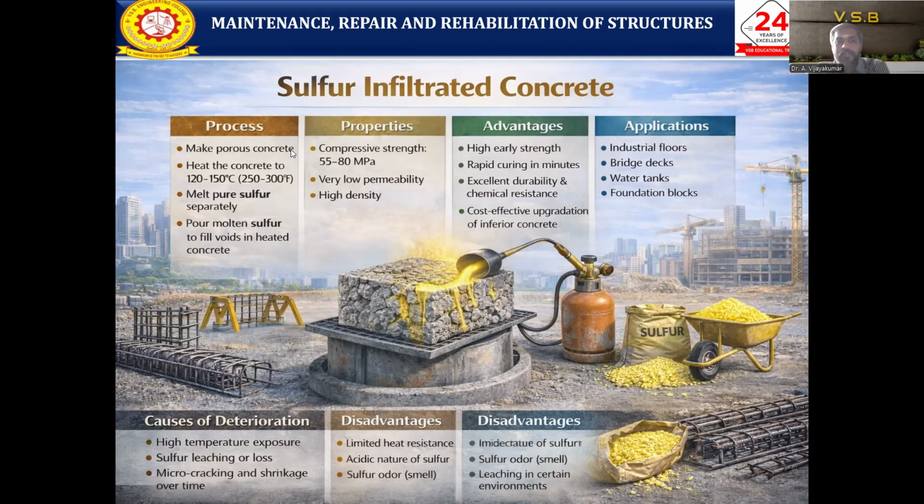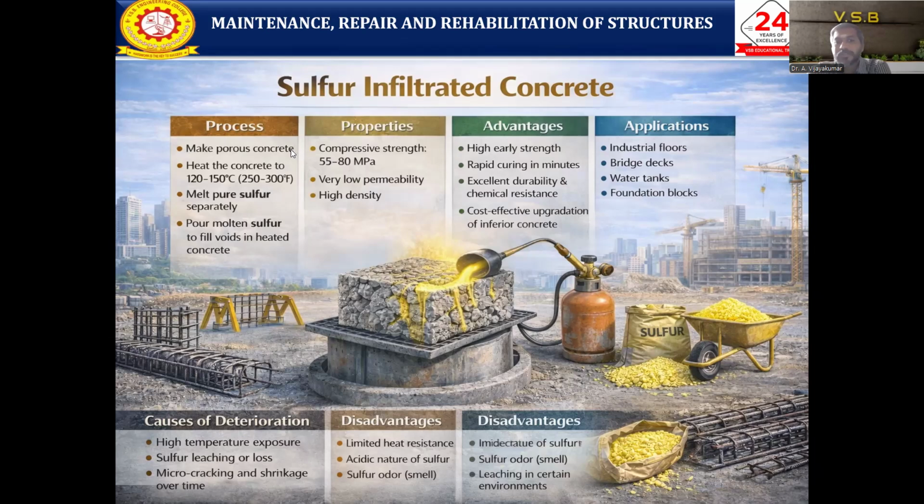all the cracks. Now, what are the properties compared to conventional concrete? The compressive strength increases from 55 to 80 megapascal, with very low permeability and high density for sulfur infiltrated concrete. So the advantages: high strength, rapid curing, in a minute it starts curing, excellent durability and chemical resistance, and cost-effective upgrading of interior concretes.